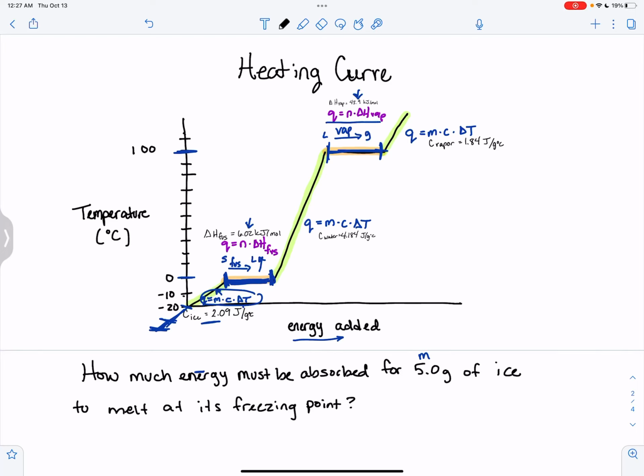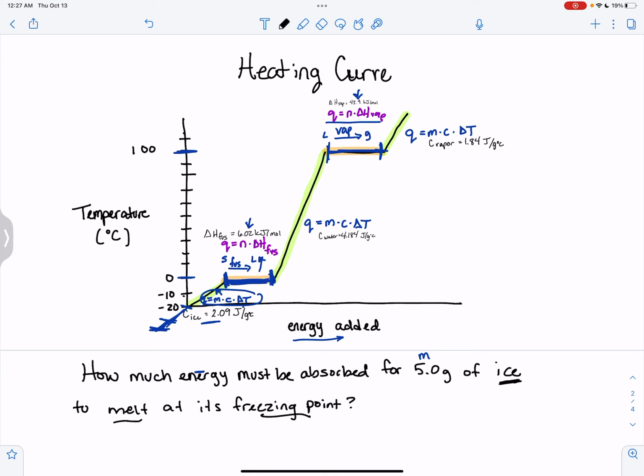So we're going to do our math using the heating curve as kind of our guide to which equation and which constant to use. The question itself is going to give us the hints so we know where to look. For example, it says how much energy must be absorbed for 5.0 grams of ice, so we know we're on the low side of the chart, the left side, to melt at the freezing point.